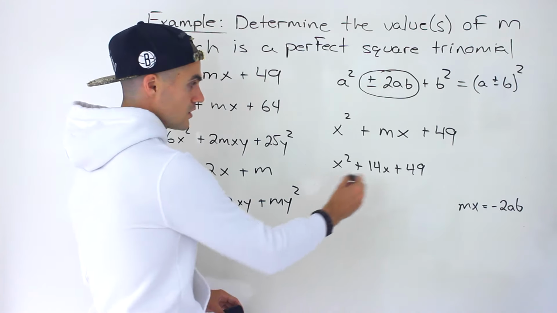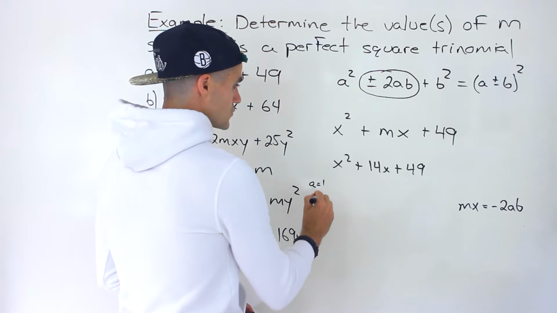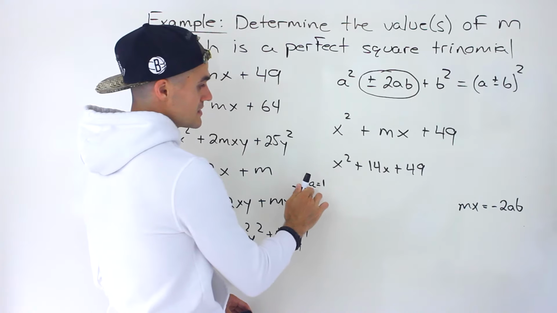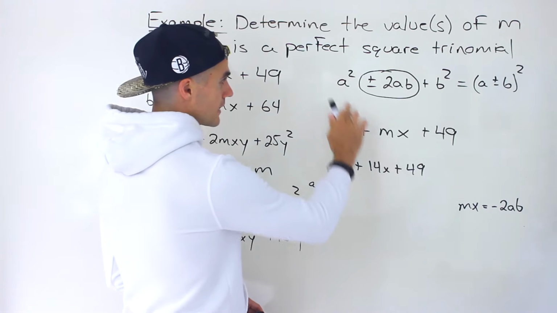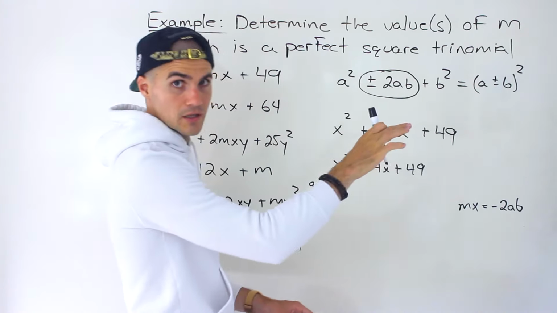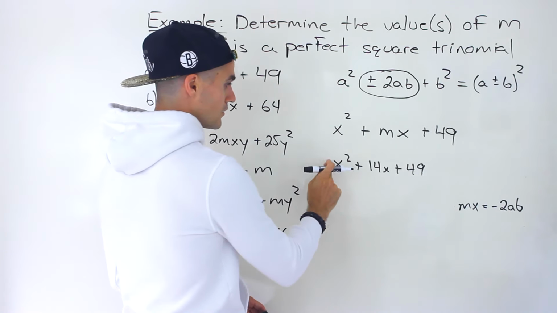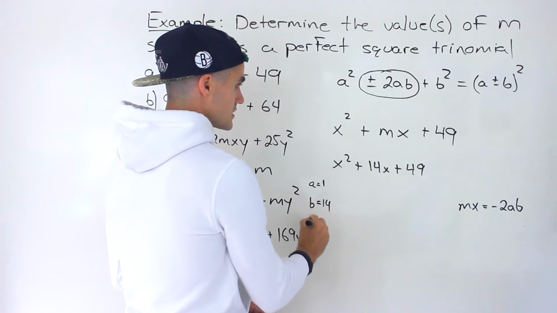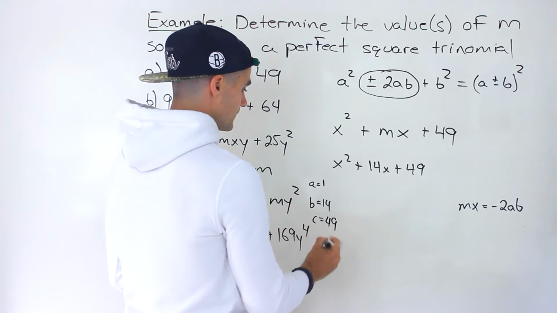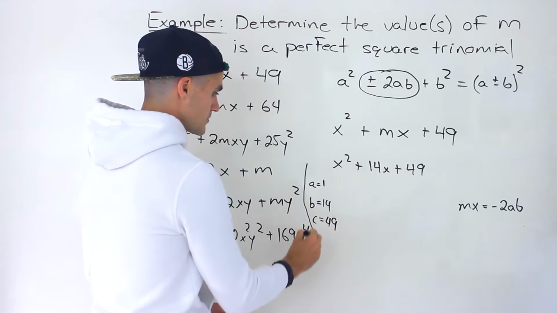So here, notice that a value is 1, right? This a value in the quadratic is different than the a value in the formulas. This is the decomposition method. So the A value here is 1, the B value is 14, the C value is 49. Let's split this off here.